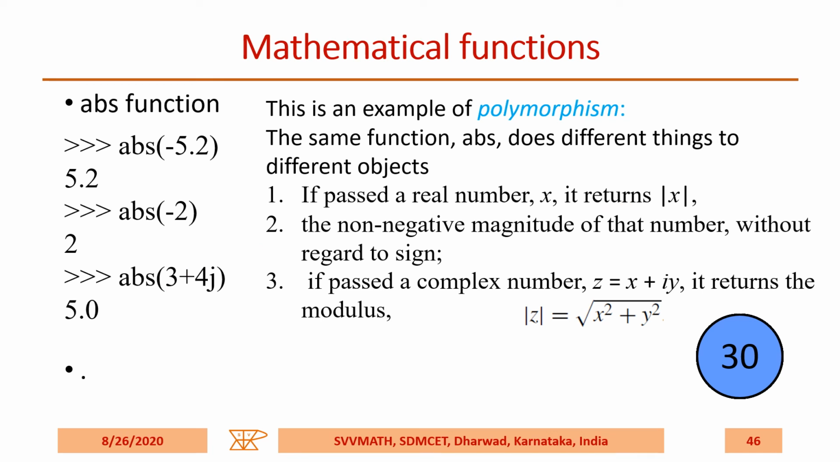If passed a real number x, it returns the absolute value of x, the non-negative magnitude of the number without regard to sign. If passed a complex number z equal to x + iy, it returns the modulus. So please try to understand these functions and their meaning. Even though the function is the same, it does different things to different objects. So this one line you have to remember.